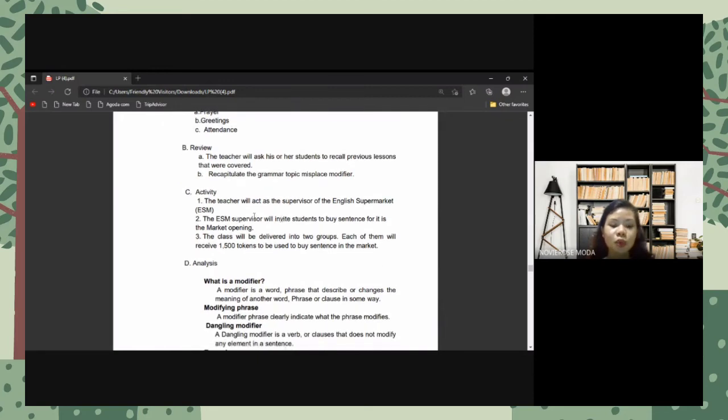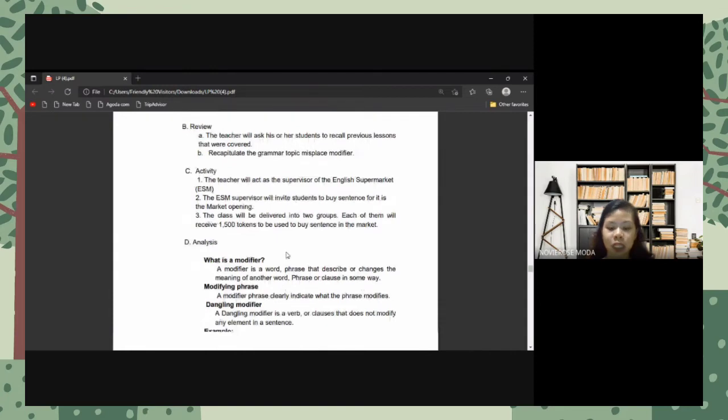The teacher will act as the supervisor of the English supermarket, which is the ESM. The ESM supervisor will invite the students to buy a sentence since it is the market opening, and the class will be divided into two groups. Each of them will receive 1,500 tokens to be used to buy a sentence in the market.